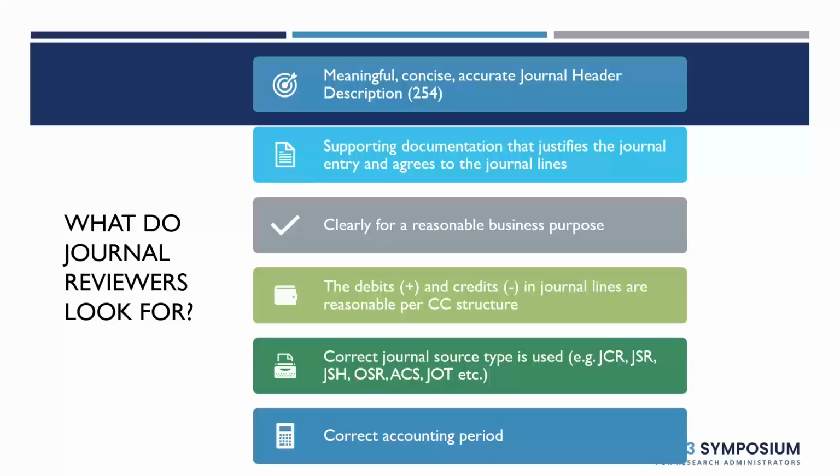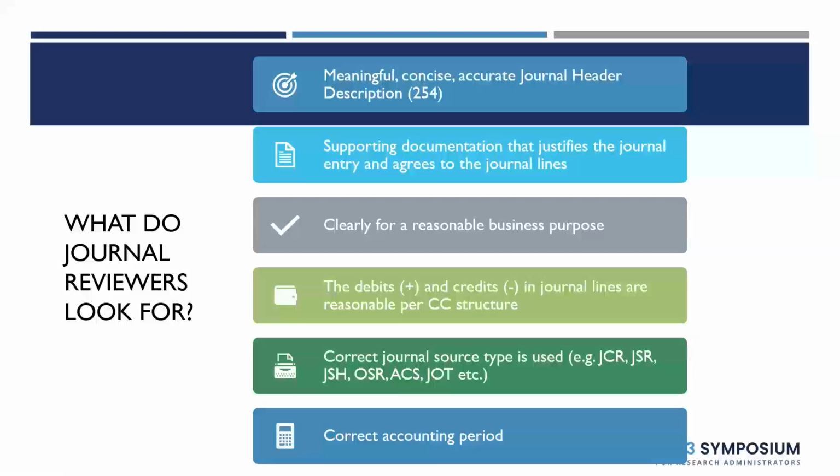So moving on to campus journals, what are reviewers looking for? What will make them click the Approve button? This list here covers our highlights. As a rule of thumb, please note that the journal header description should be completed and agree to the journal lines and the attached supporting documents. A journal description should tell a reviewer what is happening in the journal, so they don't have to spend time trying to figure out the journal's purpose, and can make sure that the journal lines are accomplishing that purpose.